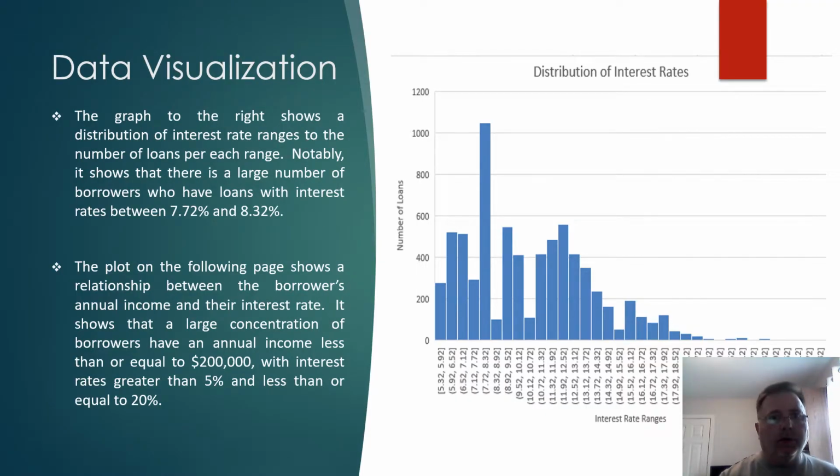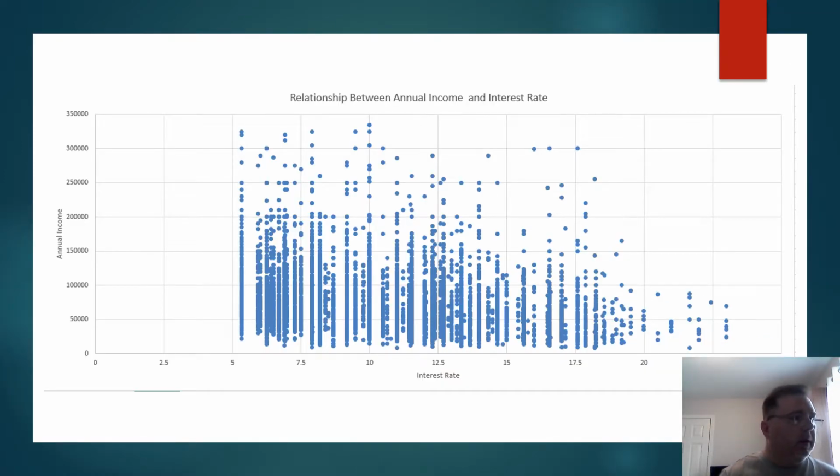The graph to the right shows a distribution of interest rate ranges to the number of loans per each range. Notably, it shows that there's a large number of borrowers who have loans with interest rates between 7.72% and 8.32%. The plot on this page shows a relationship between the borrower's annual income and their interest rate. It shows that a large concentration of borrowers have an annual income less than or equal to $200,000 with interest rates greater than 5% and less than or equal to 20%.